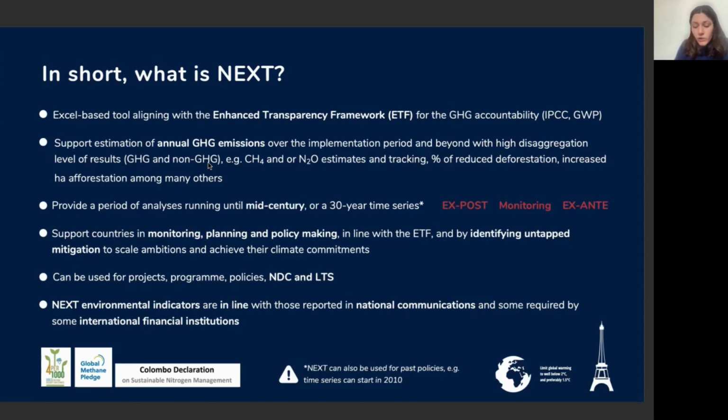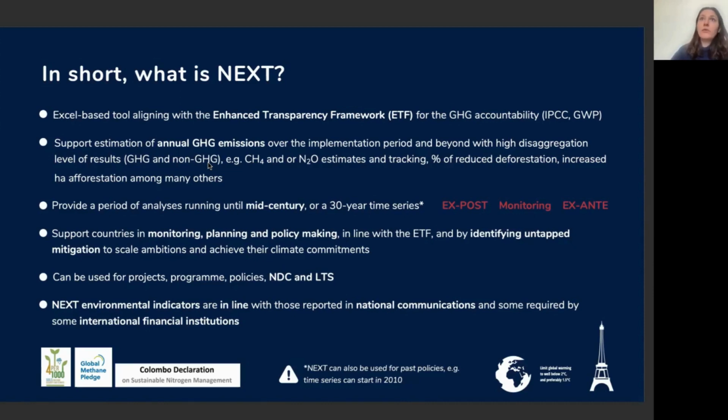Because changes in soil will not happen within 5-10 years. The recommendation of the IPCC is that the changes until the equilibrium in the soils will happen up to 30 years after the start of the implementation of a project. So this is really a specific point of NEXT that so far is not provided by other tools for the AFOLU sector, this long-term period of analysis. So this also means that you can do ex post analysis.